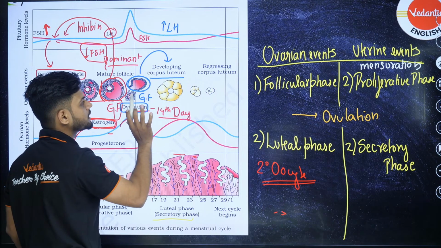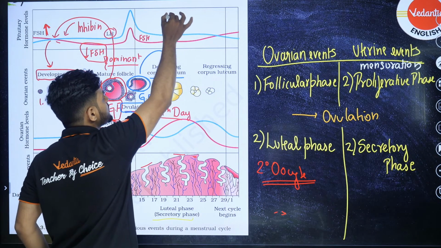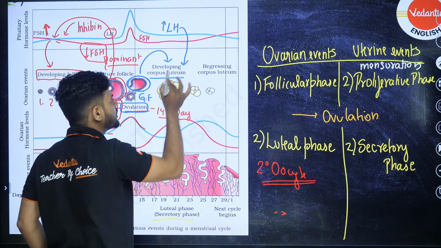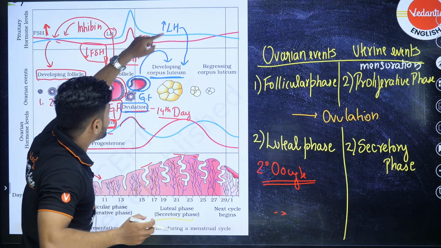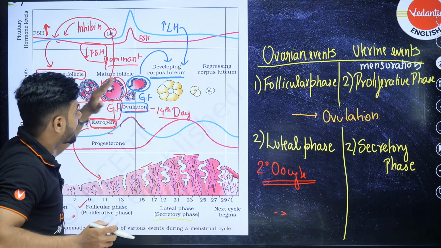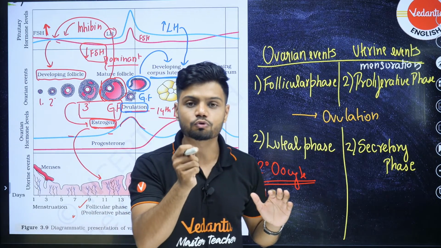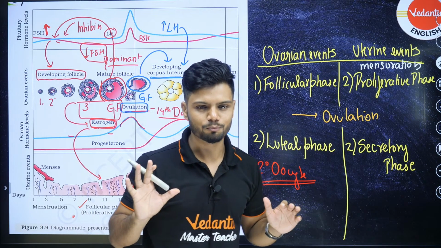Corpus luteum is there now. Can you see there is an increase in the level of LH here? Now this LH will maintain the corpus luteum. Very important point: LH will maintain the corpus luteum. And the main function of corpus luteum is to produce progesterone.